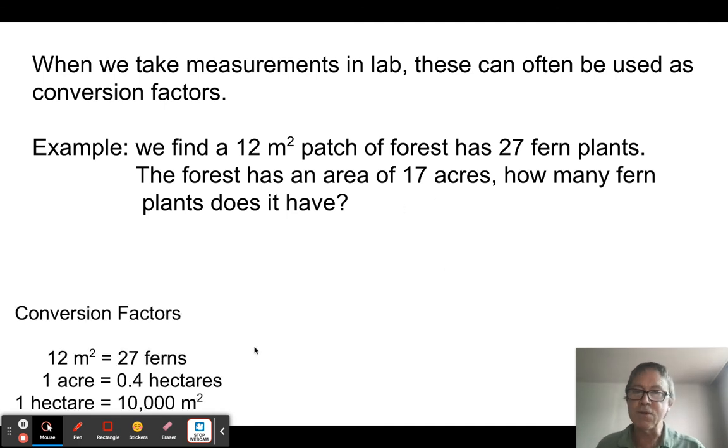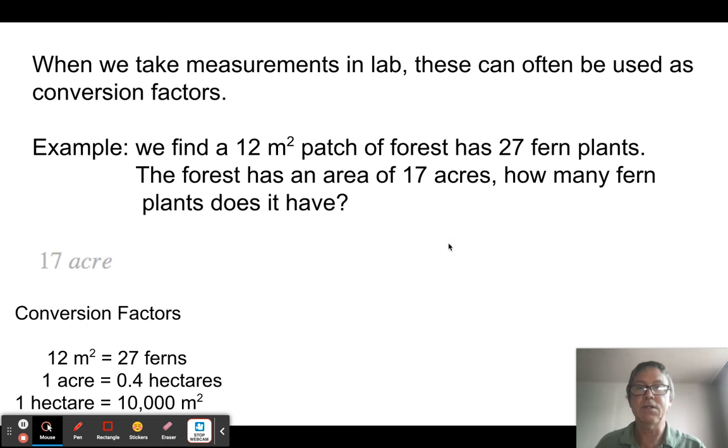Now I look at my conversion factors, and here they are all. All right. Now, I look up, I'm given that 1 acre equals 0.4 hectares, and I've been told that 1 hectare equals 10,000 square meters. This is a conversion factor that I had to measure on my own. In this experiment, we counted that 12 square meters had 27 fern plants. So we use that as a conversion factor.